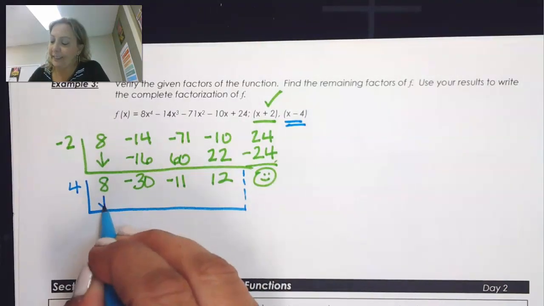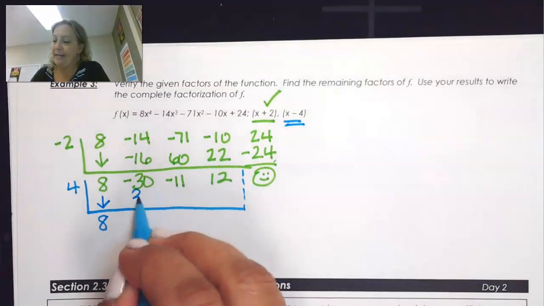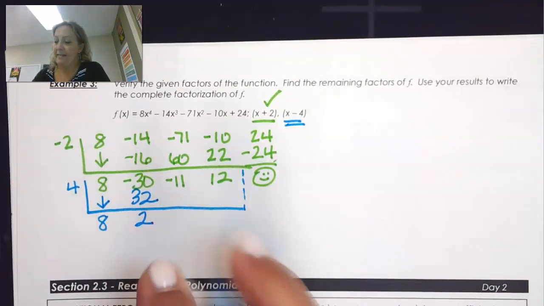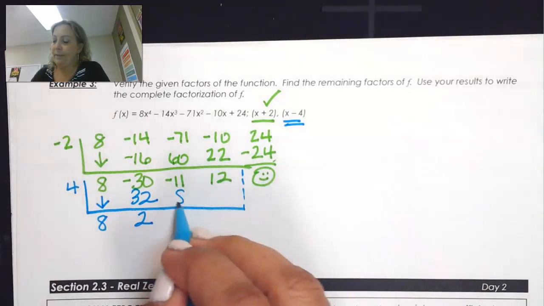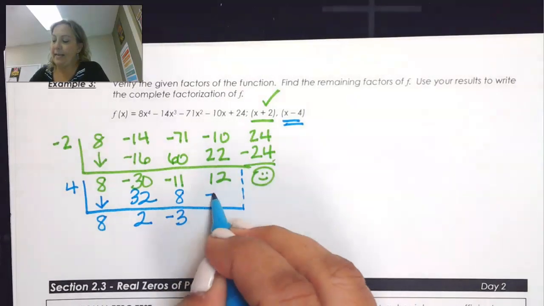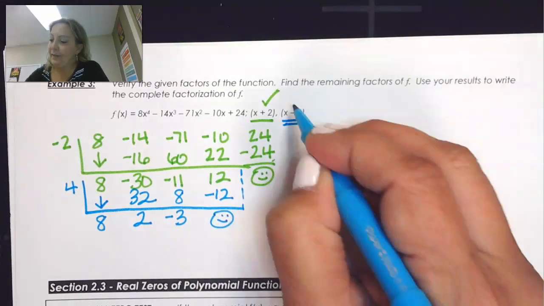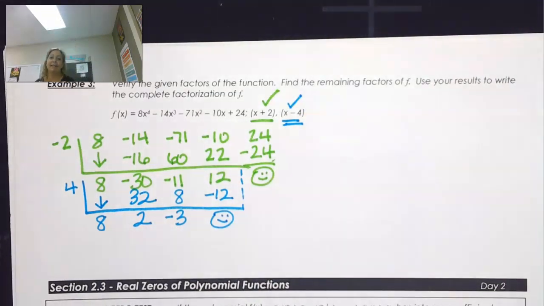And so we're going to bring down the 8. We're going to multiply and add, multiply and add, multiply and add. And we've now verified that x minus 4 is a factor because our remainder was 0. Now you might say, why would you use the depressed polynomial? Well, you guys, let's take a look at what we have created with all of this.